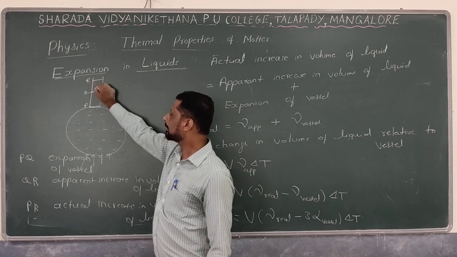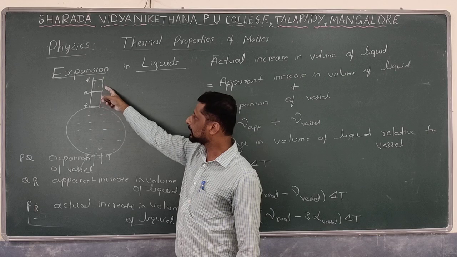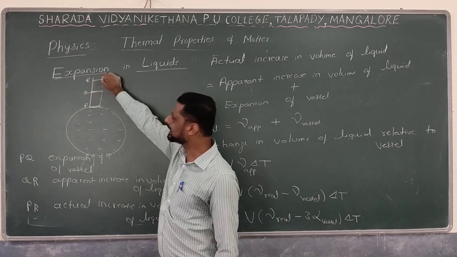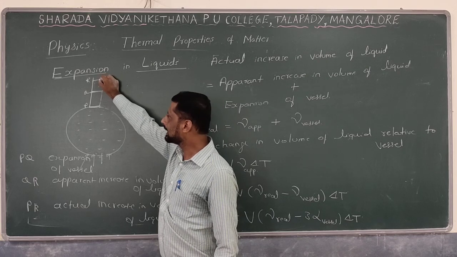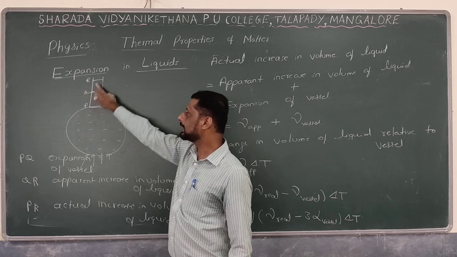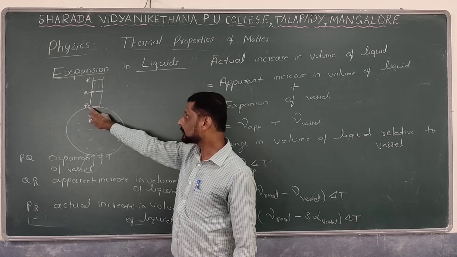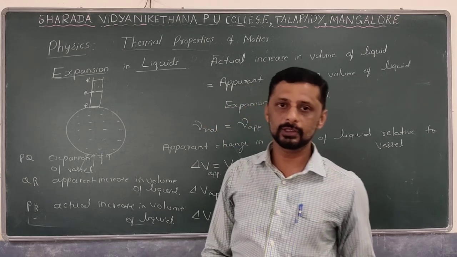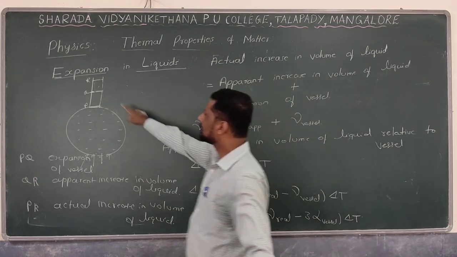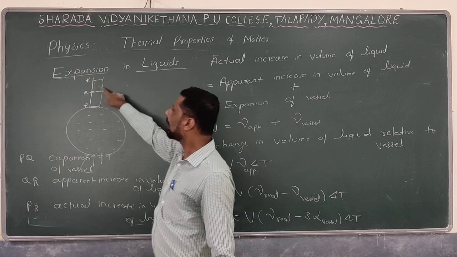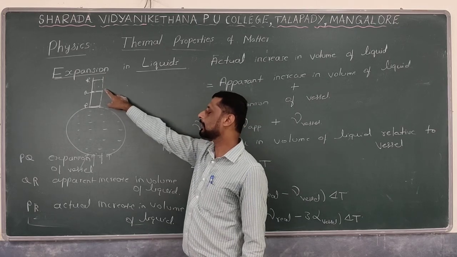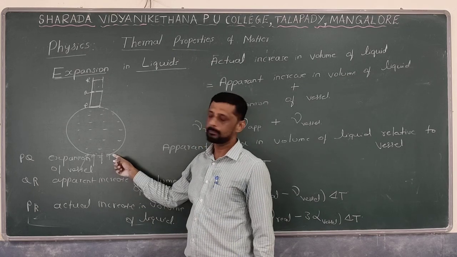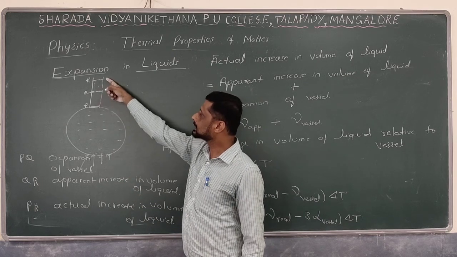After some time, the temperature of the liquid also increases, the liquid also undergoes expansion, and the level of the liquid rises up to the rim. Hence normally you will observe only QR. You may not be able to observe PQ. The reason is that expansion in solids is very less when compared to liquids, and hence you may not be able to observe PQ. QR represents not the actual increase in volume of the liquid, but an apparent increase in volume of the liquid in the vessel.